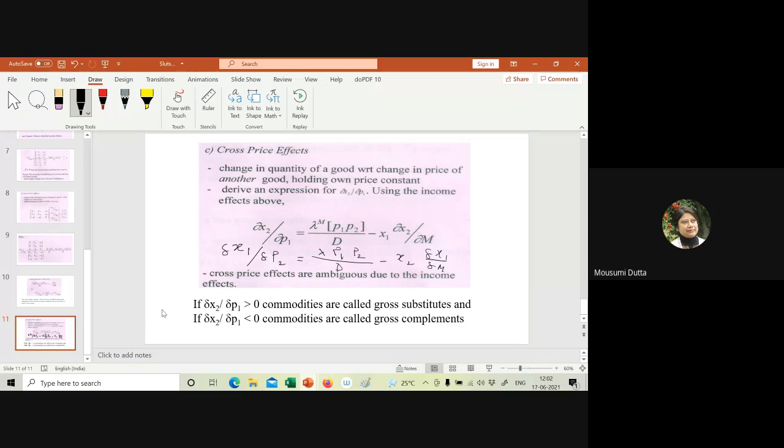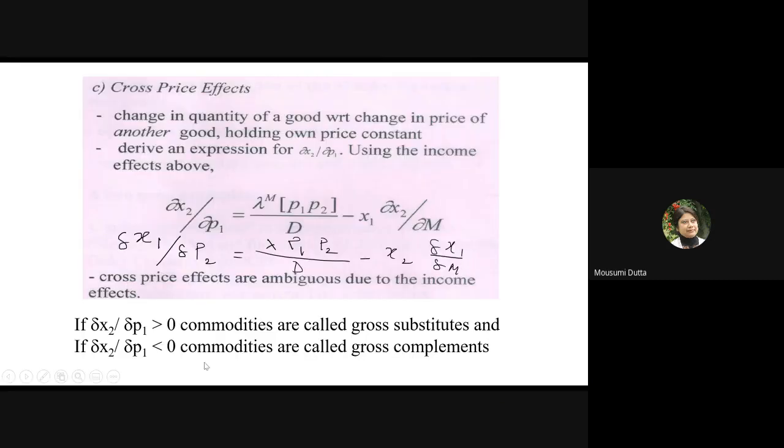Okay, and you have this idea: if the cross effect is positive, in that case, the commodities are gross substitutes. If the cross effect is negative, in that case, the commodities are gross complements, so the net substitutability, gross substitutability. So all these things we did in the last semester. So you can go back to your theory class once again, and you can check the signs, etc.